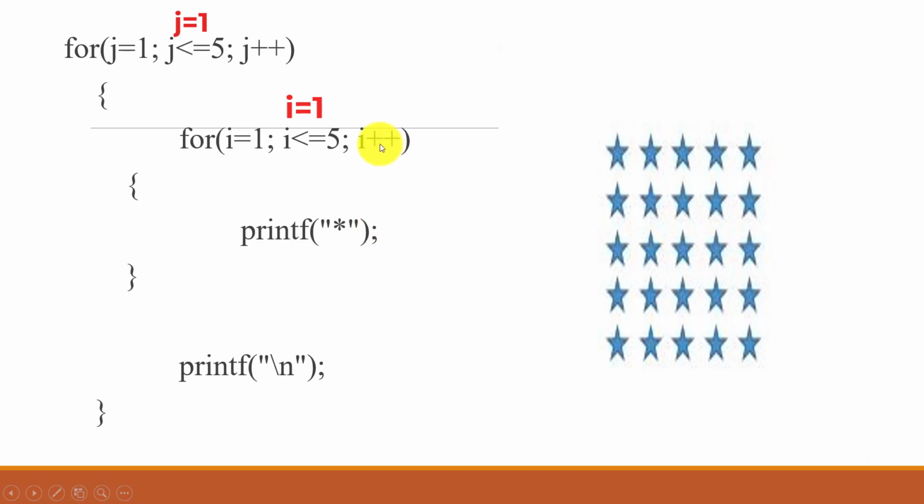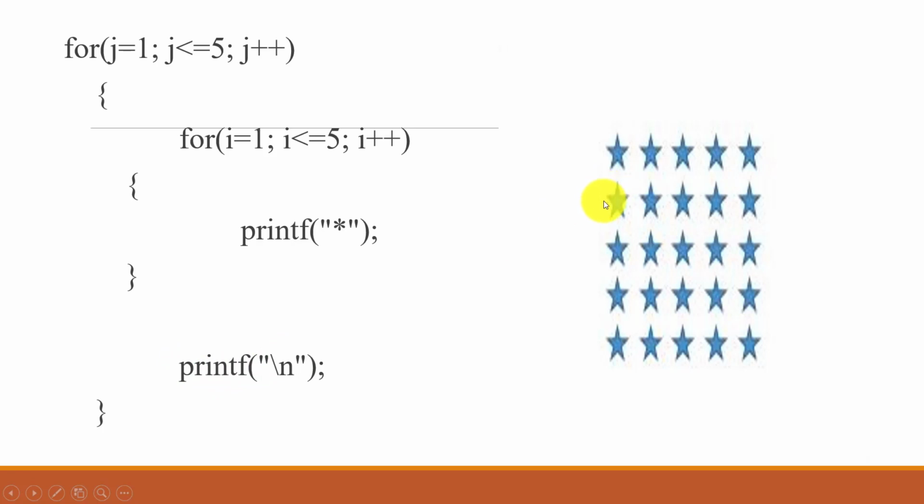Again the control goes to the increment part and the value of i becomes 2. Now again this condition is checked. Now this condition is true. Again this statement printf star is executed, that is, the second star gets printed. Again i++, now the value of i becomes 3. Now again the condition is true and it will print the third star. So this loop continues till i is less than or equal to 5. Now once it becomes 6, the condition becomes false and control goes to the printf \n.